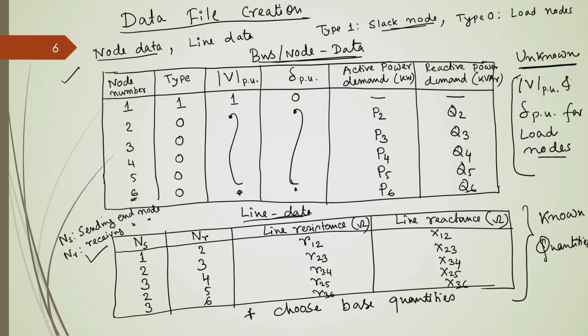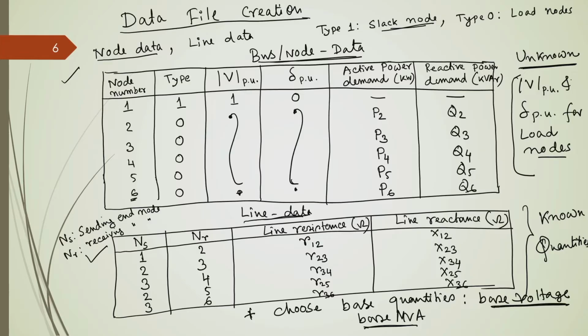Okay. Now, what are the base quantities we require? We need two base quantities. One is base voltage, another is base volt ampere. This volt ampere we represent either as kilovolt ampere or MVA, megavolt ampere. Now, how do you choose their values?